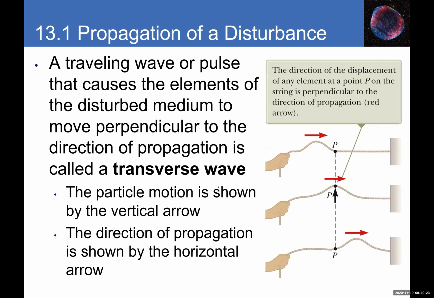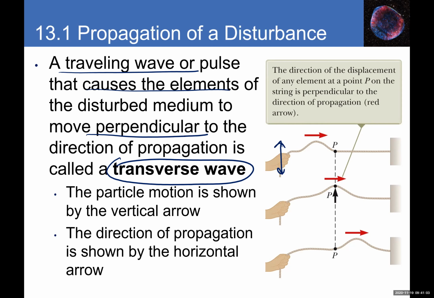So a traveling wave or a pulse that causes the elements of the disturbed medium to move perpendicular to the direction of propagation is called a transverse wave. In a way, mechanical waves can be broken down into two types. Transverse wave, which we're looking at right now, is where the medium, the string itself, you move up and down to generate that wave. The wave is moving to the right, but the string itself goes up and down. This is known as a transverse wave because the wave is caused by an element which goes perpendicular to the direction of propagation. The particle motion is shown by the vertical arrow, and the direction of propagation is shown by the horizontal. That means the string goes up and down, while the wave itself is traveling to the right.